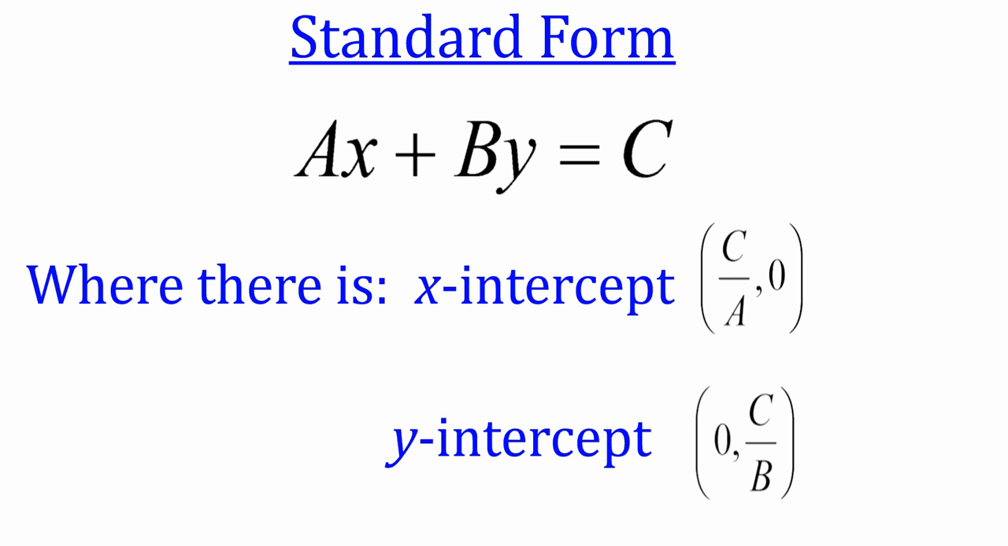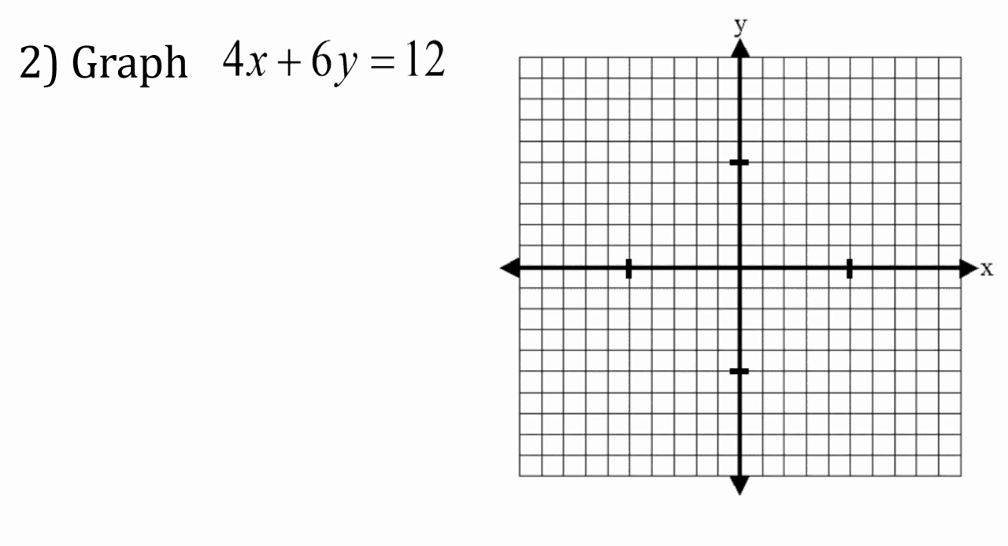So let's see how you do graphing your lines, whether you'd like to continue using slope-intercept form or finding the x and y-intercepts. So here's an equation, 4x plus 6y equals 12. Could we graph its line?